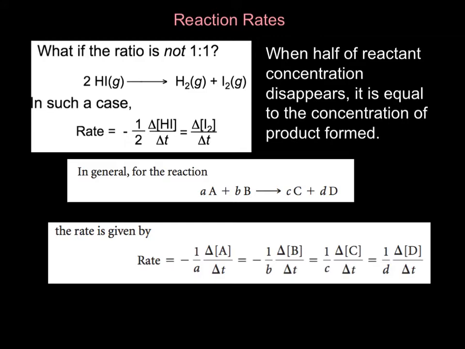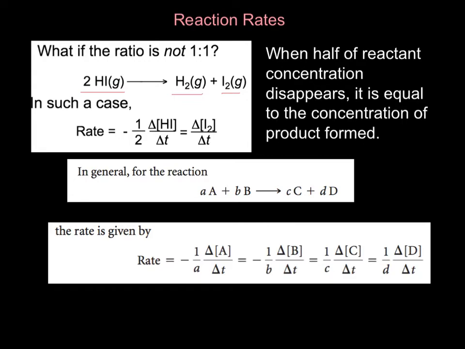Now, what if the ratio is not 1 to 1? Here we have to use a little stoichiometry and think about this reaction in terms of the balanced chemical equation. So let's take this example here. I have 2 moles of hydroiodic acid decomposing into 1 mole of hydrogen gas and 1 mole of iodine.